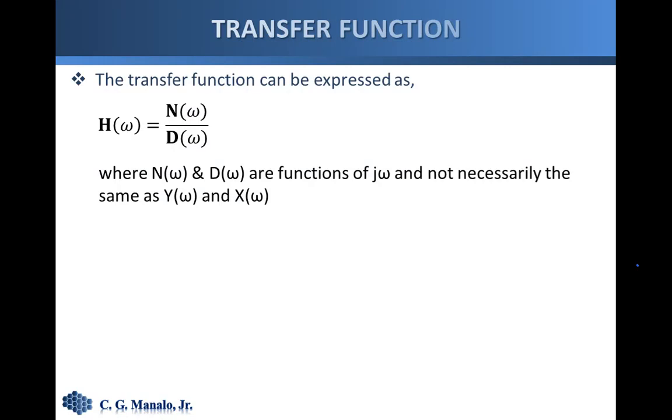Now, we have defined the transfer function to be the ratio of a specific output of the linear network over the input to that linear network. In general, we can express the transfer function as a ratio of two phasors, n of omega and d of omega, where these two phasors may not necessarily be equal to the output and the input respectively.